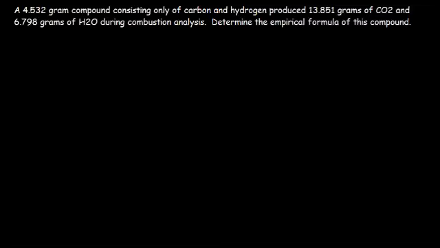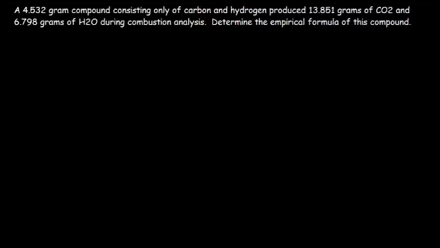A 4.532 gram compound consisting only of carbon and hydrogen produced 13.851 grams of CO2 and 6.798 grams of water during combustion analysis. Determine the empirical formula of this compound. So how would you do this problem? Now, what we need to do is find the moles of carbon and hydrogen. If we can do that, then we can find the empirical formula.